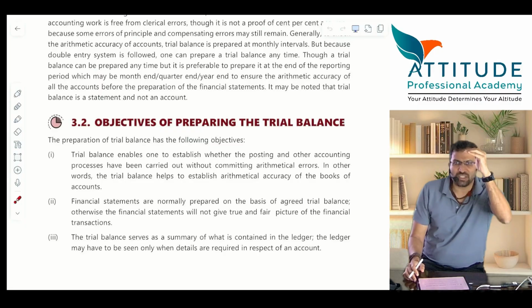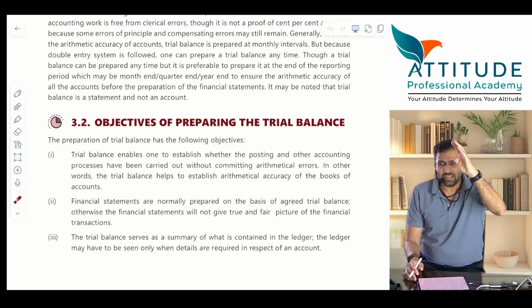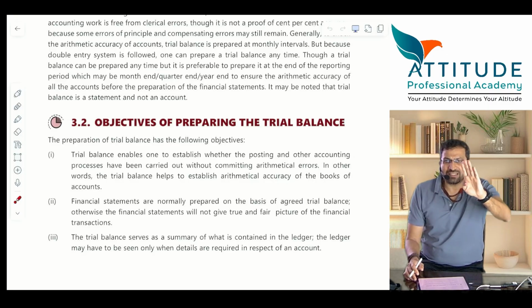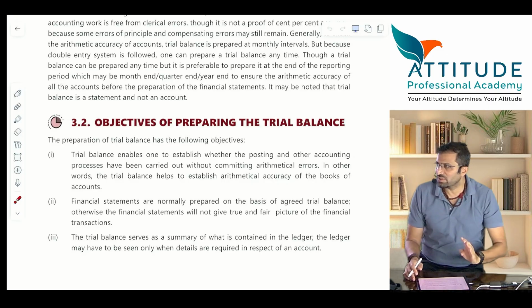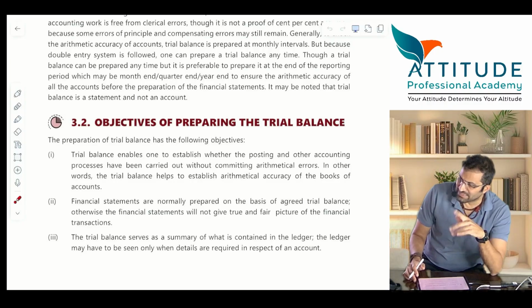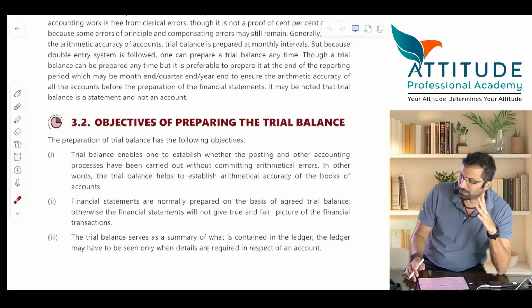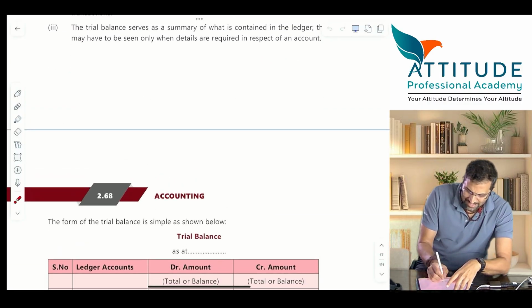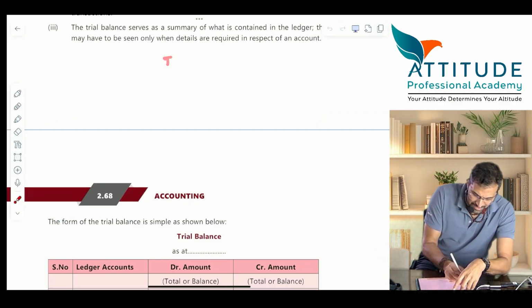Tell me the accounting process once again. With the help of transactions and events, that is source documents, we pass the journal entries or prepare subsidiary books. With the help of journal or subsidiary books, we prepare ledger. Then these ledger accounts are balanced, and the balances are written in the trial balance. Correct?